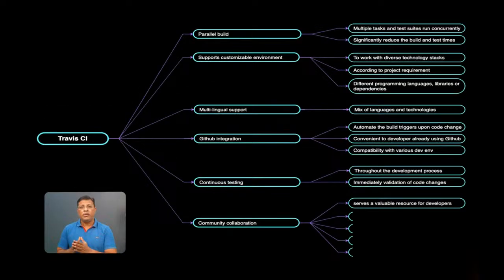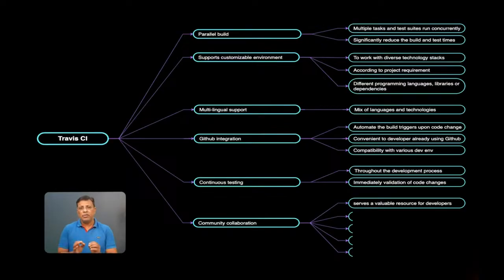Travis CI is a widely used and well-regarded continuous integration service that has been instrumental in automating testing and deployment for software development projects. Let's take a closer look at some of the key features and aspects.